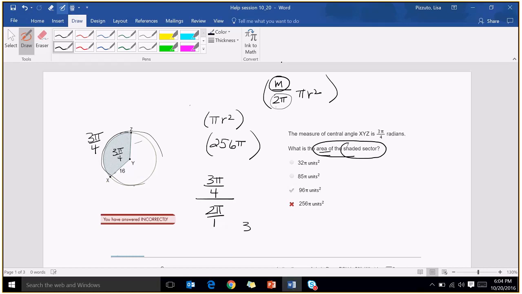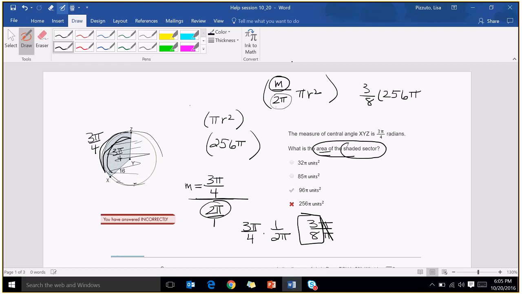Okay. So to take 3 pi over 4 and divide it by 2 pi, which is really over 1, when you divide a fraction by a fraction, you multiply by the reciprocal. So that'll give me 3 pi over 8 pi, and the pi's are just going to cancel out. Does that make sense? This is the measure of this angle, right here, divided by 2 pi, which means the whole circle. Okay, so when I do that division, I get 3/8. So this is 3/8 times the area of the circle, which was 256 pi.